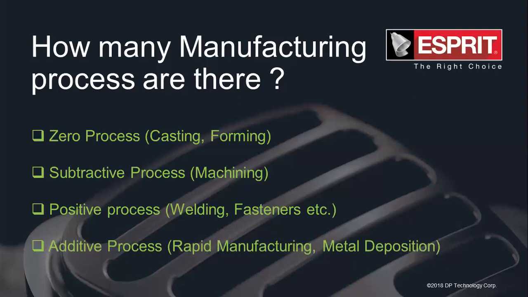Now additive process. Additive process is nothing but a recent era of manufacturing. We can say it as 3D printing, and we can also call it rapid manufacturing and metal deposition with the help of extruders. Various metals are melted and with the help of those extruders, that metal can be added to make a finished product with the help of 3D printing.